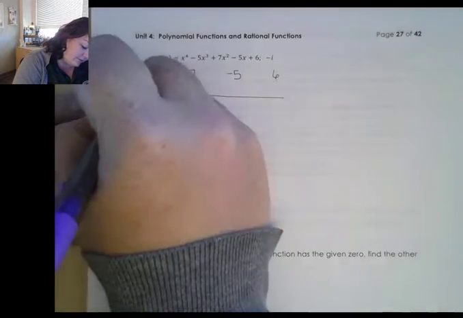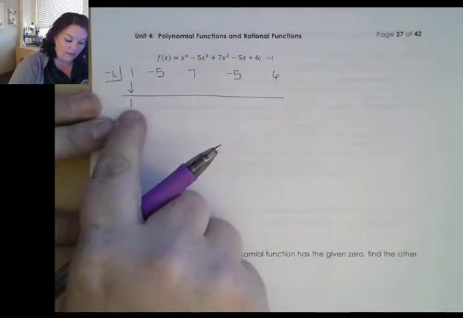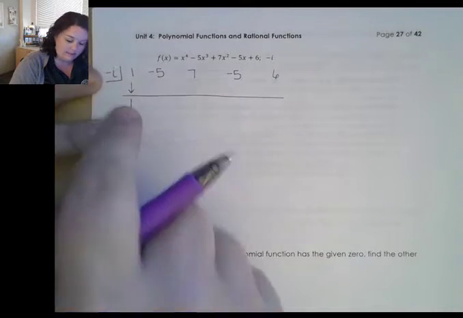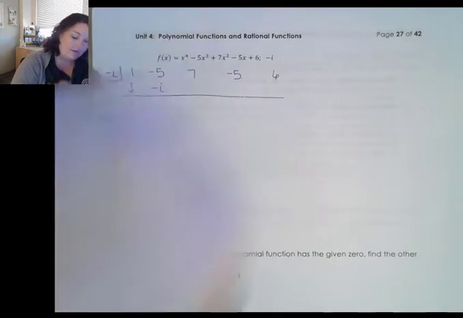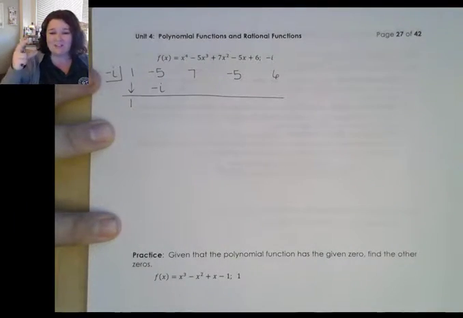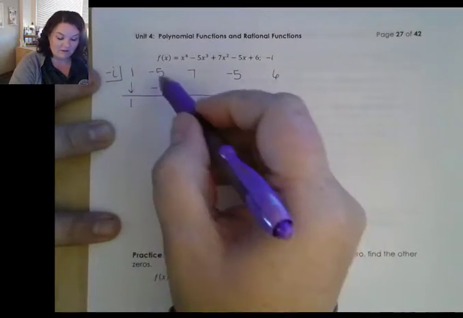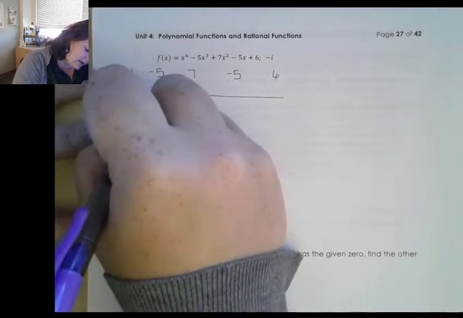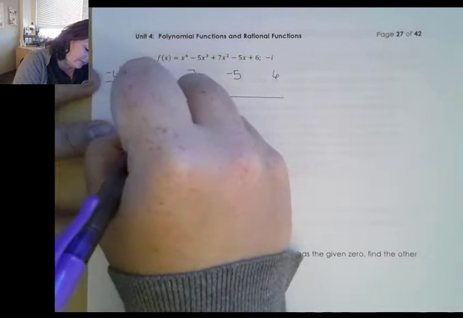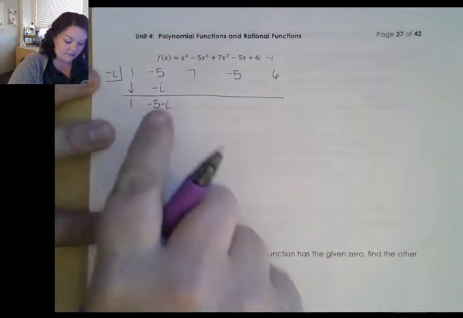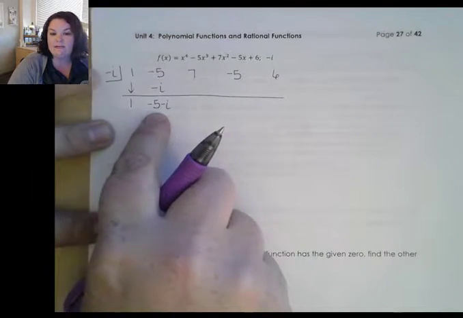So I'm going to bring down my first number, which is a 1. 1 times the negative i in my box is negative i. Now here, when I combine down, I can't actually add these two together, right? Because they're not like terms. So I'm going to go ahead and just write them side by side. Negative 5 minus i. So now I need to take that negative 5 minus i and multiply it by the negative i in my box.